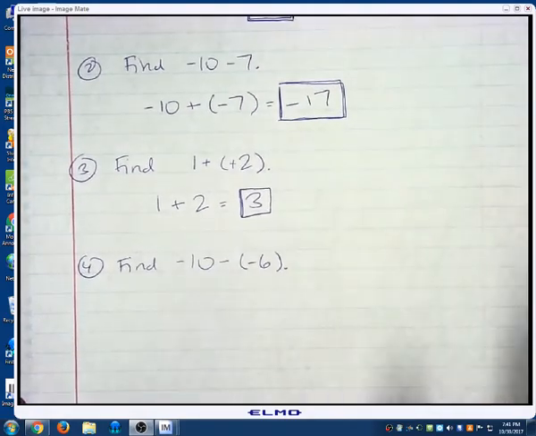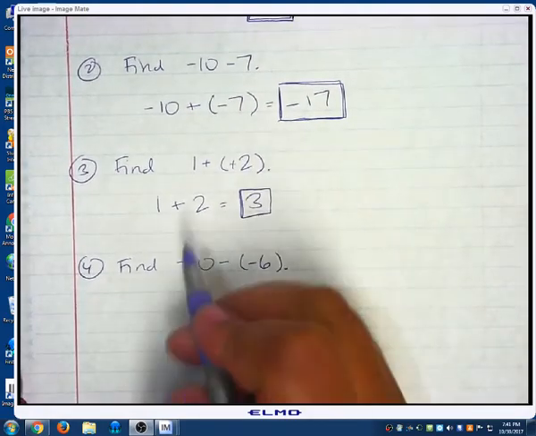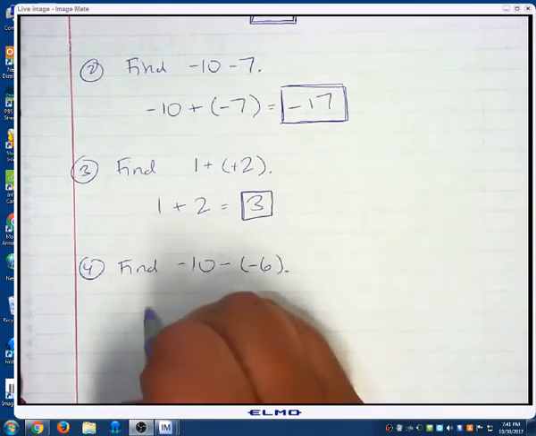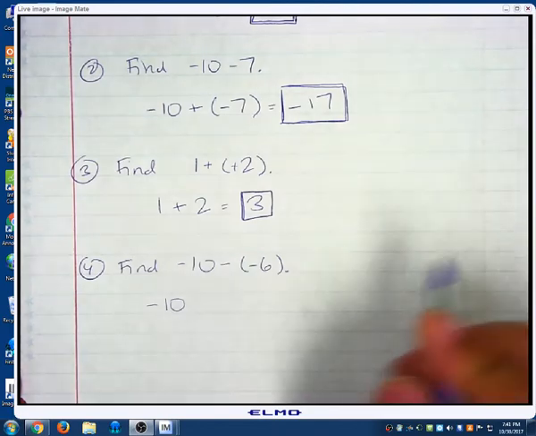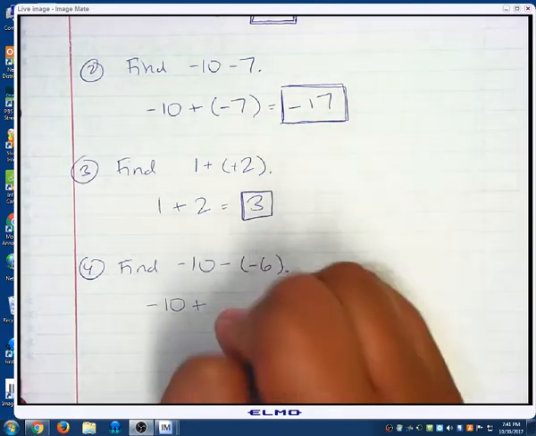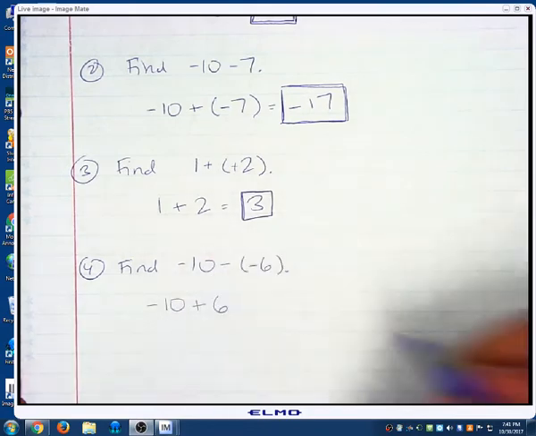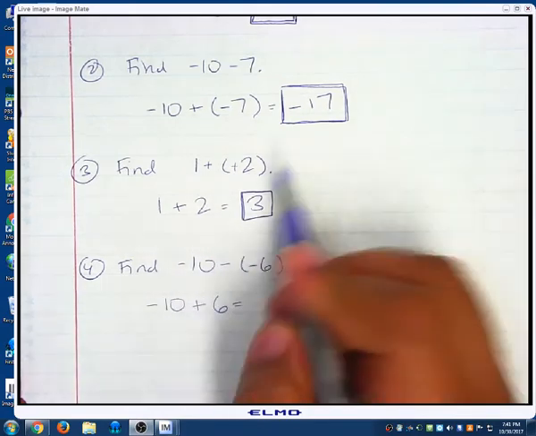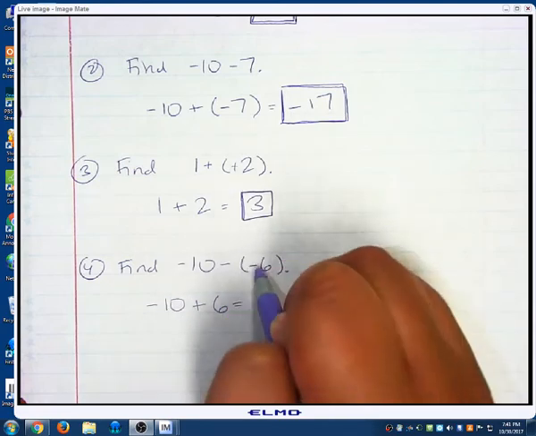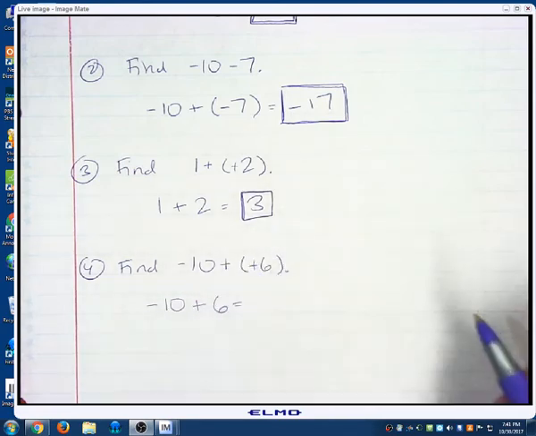And again, I'm going to just use the same subtracting integers rule, which is keep this the same, negative 10, change this to a plus sign, and change this negative 6 to a positive 6. Or like I said up here, whenever you see you're subtracting a negative, you just turn both of them into plus signs. So it becomes negative 10 plus 6.